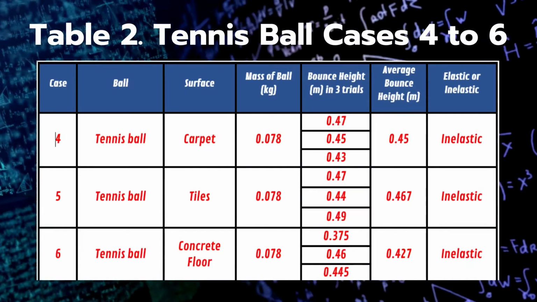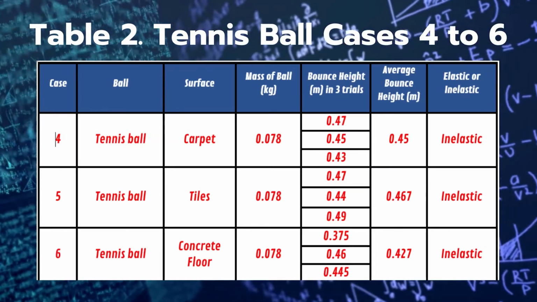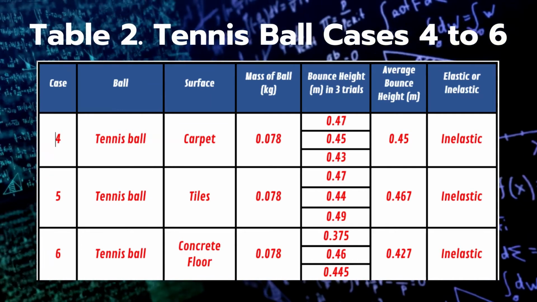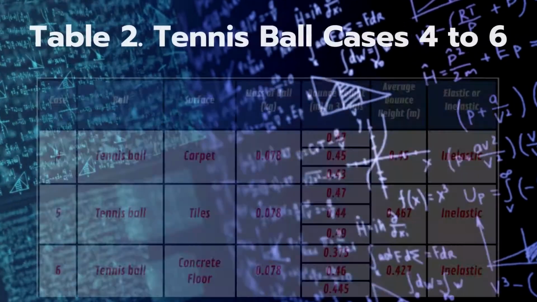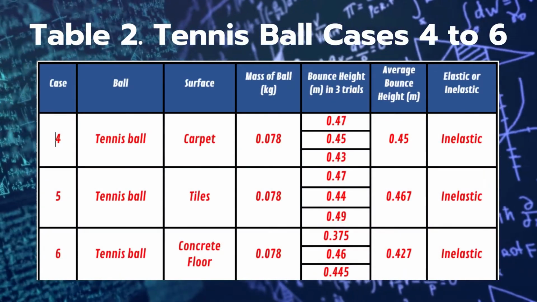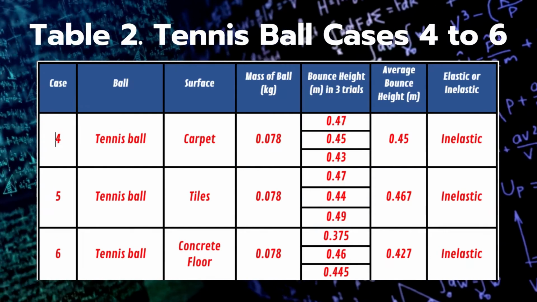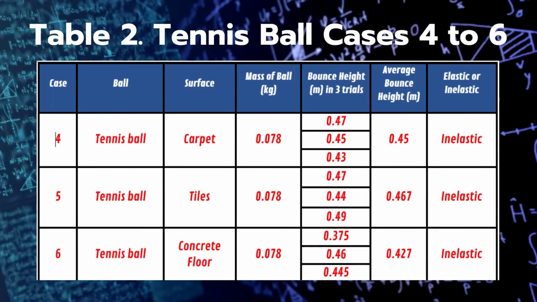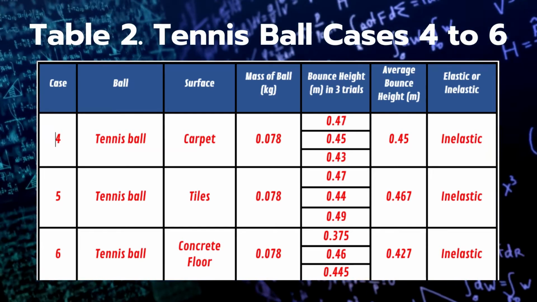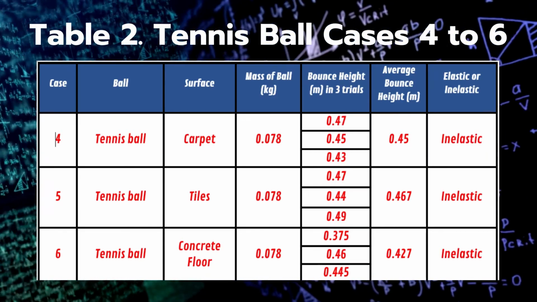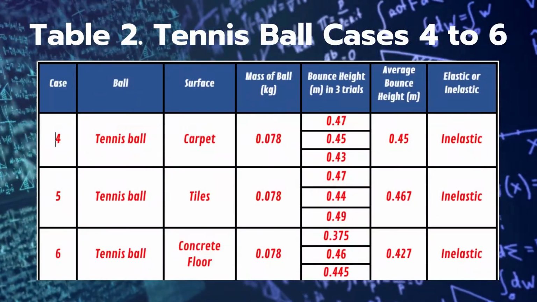It weighed 0.078 kilograms during the preparation, which was the second heaviest ball among the 3. Once again, 3 trials were made for each case. After being bounced in a carpeted floor, the tennis ball had an average bounce height of 0.45 meters, in a tile floor 0.467 meters, and in a concrete floor 0.427 meters, all of which had a more inelastic collision since the experimental values are all less than 0.5 meters.